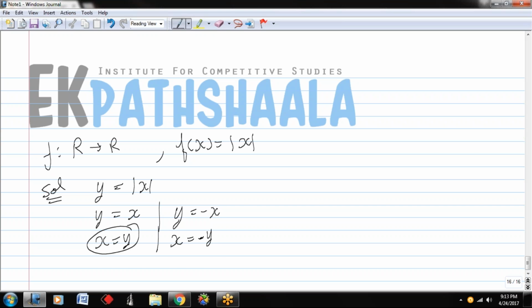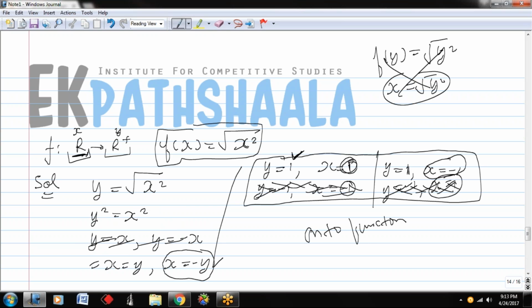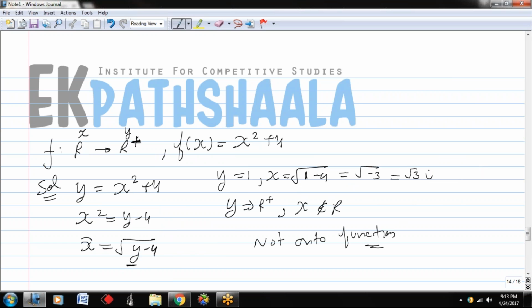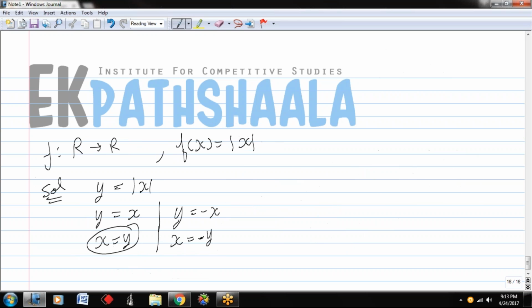That is what we do. In the previous questions also you can see that I have found out the values of x in terms of y. I take x on the left hand side. So over here also I have done the same. I have taken x on the left hand side. So from the first condition we can see that x equals y, whereas in the second case x equals minus y.